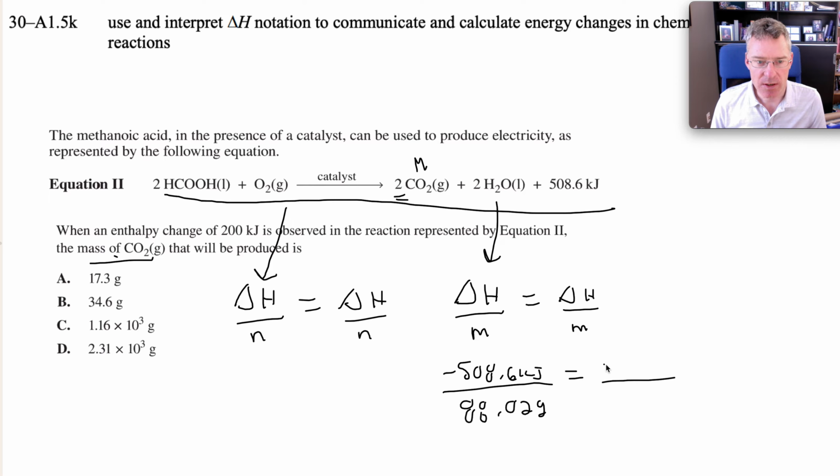And then we want to solve what if 200 kilojoules is released. How heavy would that need to be? And you can solve for this. When you cross multiply, solve for that question mark, you get 34.6 grams.